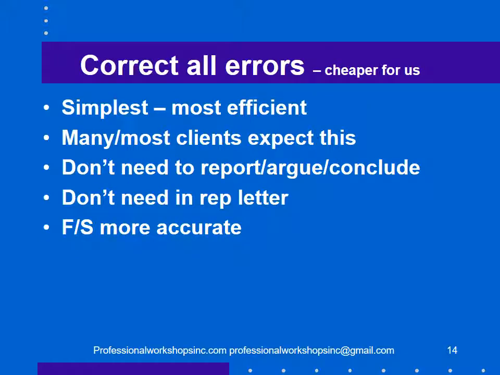The other hint for saving time and cost, correct all the errors. It's just cheaper and simpler for us. It's the simplest, it's the most efficient. The other thing I find with a review engagement client, they would kind of be stunned to find if you're not correcting everything. Their perception is that they're giving you their records and they expect you to go through it and fix everything you find. If you correct all errors, then you don't need to report them to the client.